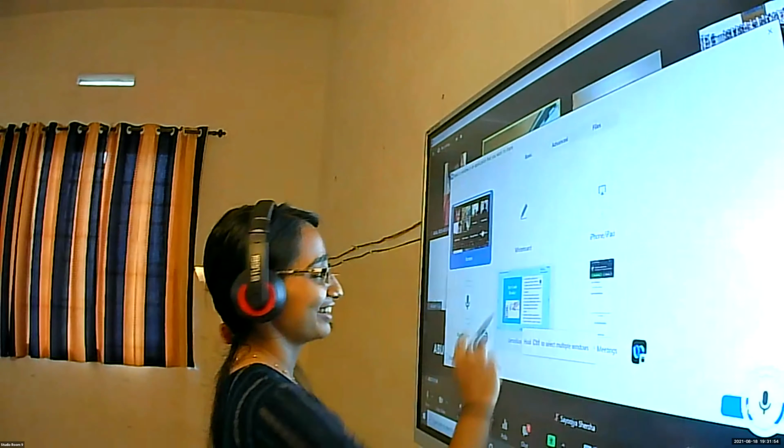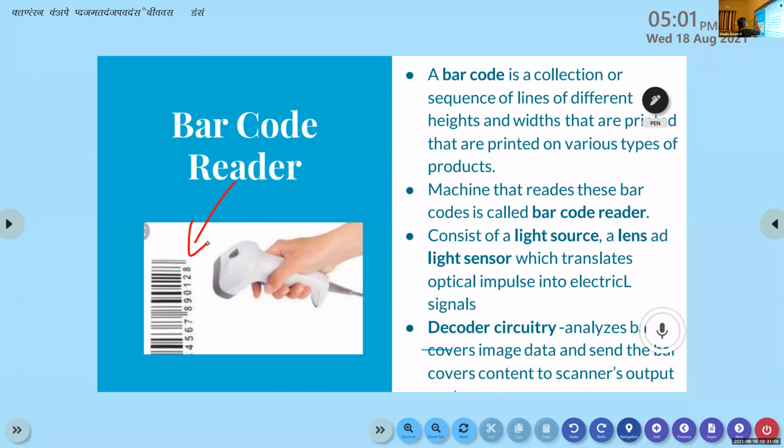Enough for me. So here you can see a barcode, isn't it? It is a sequence of lines of different heights and widths, which has been printed on various products. The machine that reads this barcode is known as a barcode reader. And this is the barcode reader.